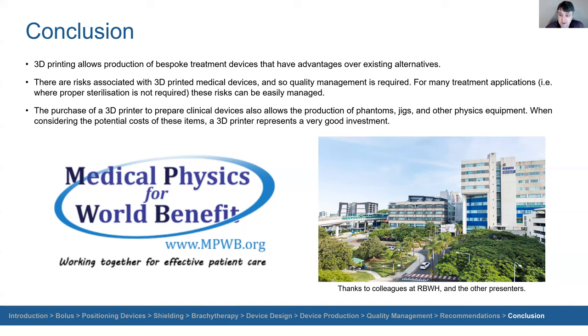I think it's very easy to achieve what is required of a 3D printed device for clinical use. And I would say that the purchase of a 3D printer to prepare these sort of clinical devices also allows the production of the phantoms and jigs that Rance talked about. And when you look at the potential costs of those items, I would say that a 3D printer represents a very good investment, that you'll very quickly get a return on that investment.